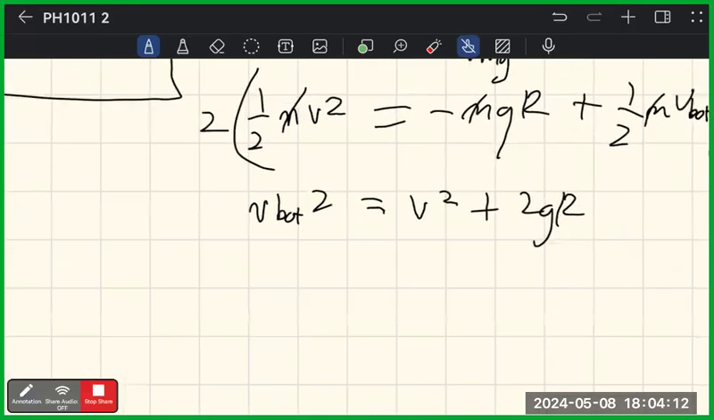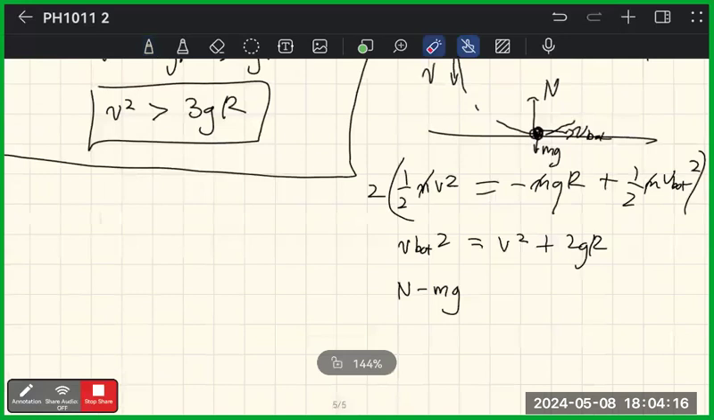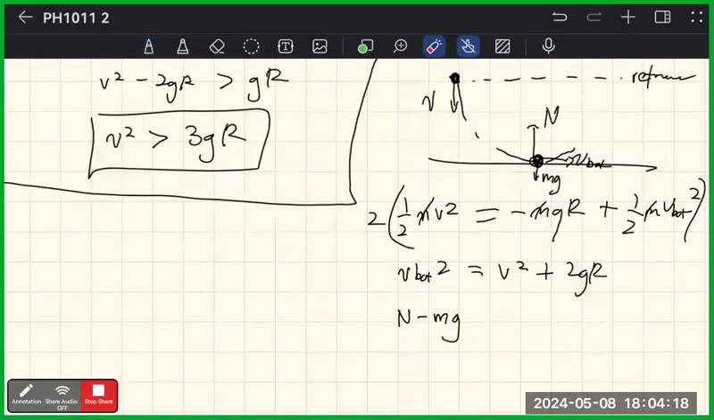Okay, and N minus mg is the sum of the forces at this point, because the center of the circular motion is here.